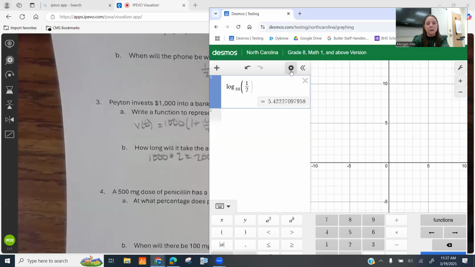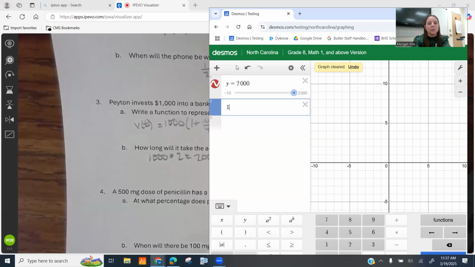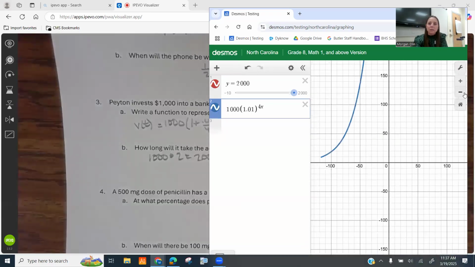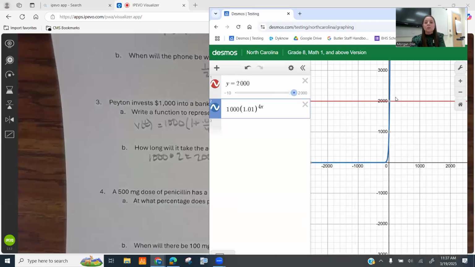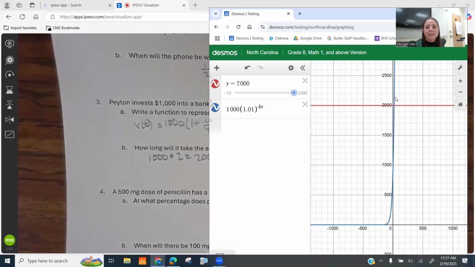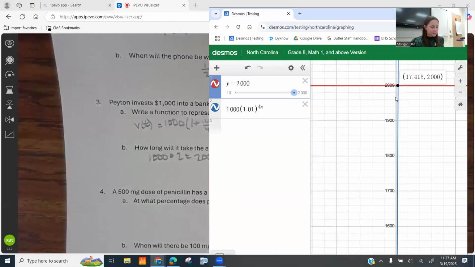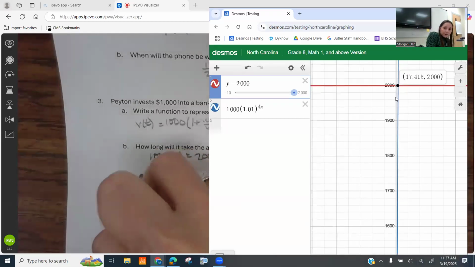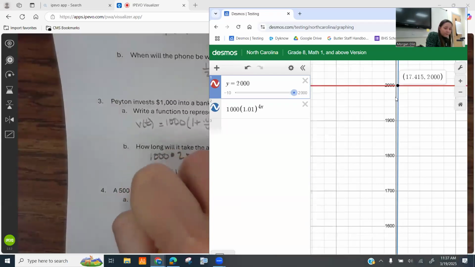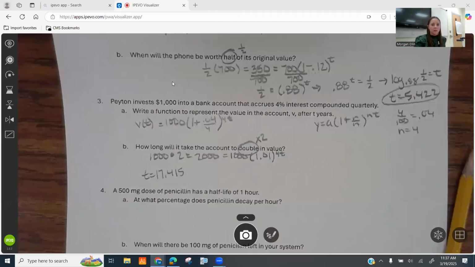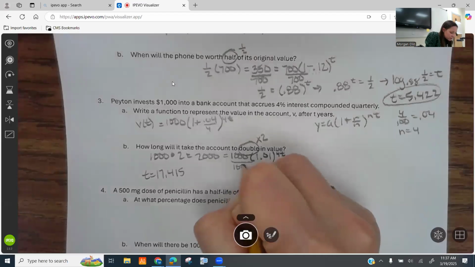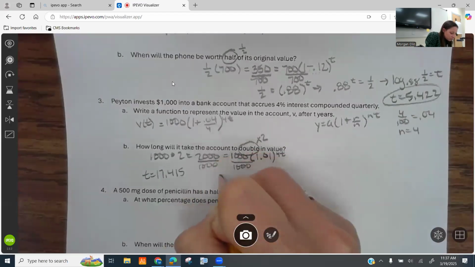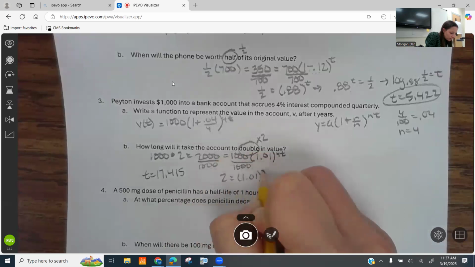You can solve it here by saying y equals 2,000, and then 1,000 times 1.01 raised to the 4x. I don't see it at first, so I had to do a lot of, there we go. I had to zoom out a lot. That's the only disadvantage using these big numbers. And I can see that it's t equals 17.415. Well, let's see how else we can get it. You could divide by 1,000 first. And when I divide by 1,000 first, I get 2 equals this 1.01 to the 4t.